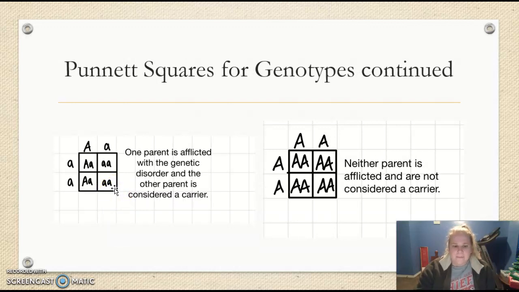Over here, neither of the parents are afflicted and neither one of them are considered a carrier, so that means both parents are uppercase A, so this is a 100% chance that the child will not have the condition.